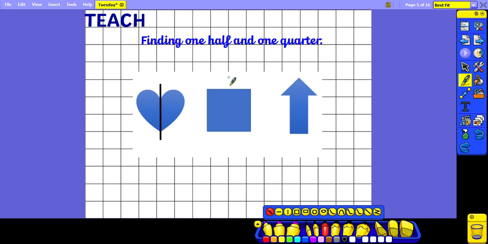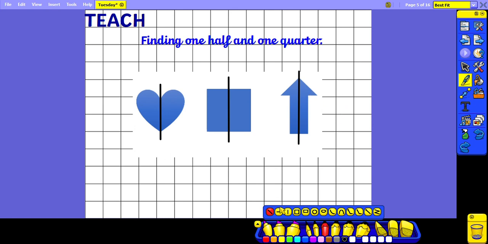And I'm going to try the same again with the square. And I've managed to make halves. Finally, with the arrow, if we look carefully, they are both exactly the same, so I have managed to find halves.